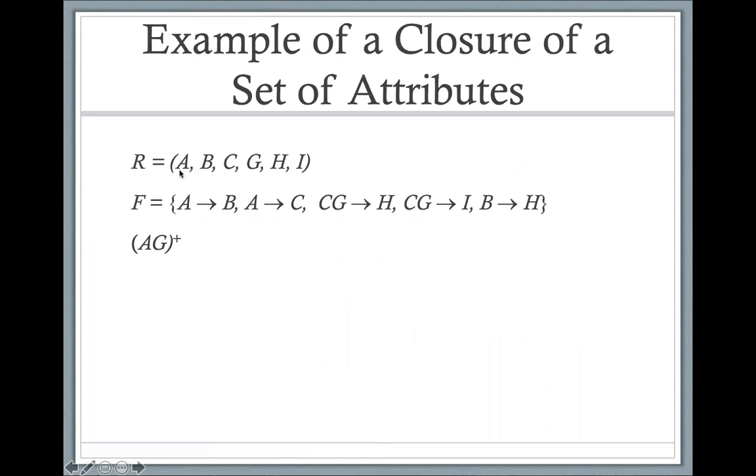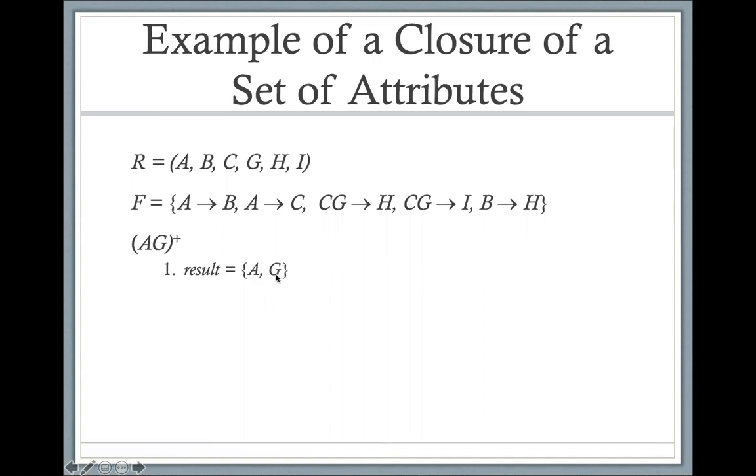Let's say I have a relation which has 6 attributes, A, B, C, G, H, I. And I have this set of functional dependencies that hold on this table. So A determines B, A determines C, CG determines H, CG determines I, and B determines H. Let's compute the closure of AG. I want to get all the attributes that functionally depend on AG. What are the first two? They are A and G, because of the trivial functional dependency. A is a subset of AG and G is a subset of AG.